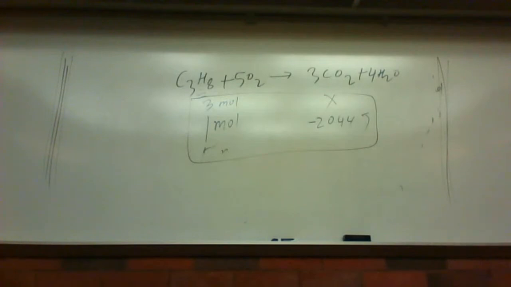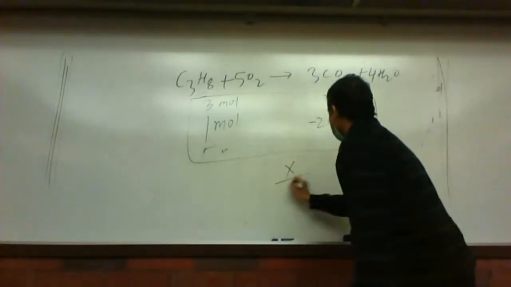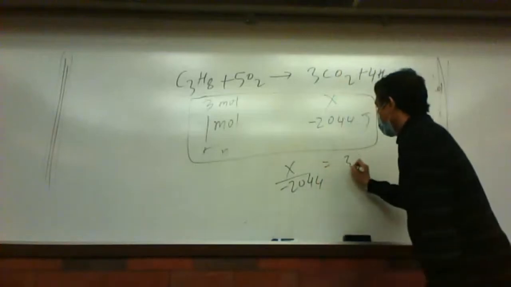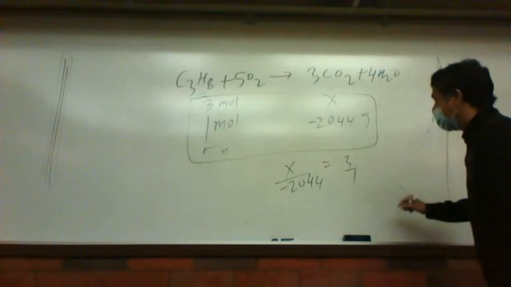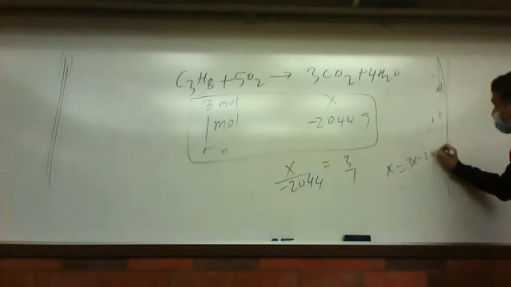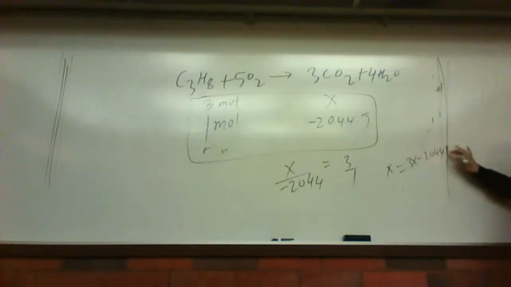If 1 pen costs $5, 3 pen costs 5 multiplied by 3. It's simple, just like that. So you can do the direct multiply, or you can take the ratio. X by minus 2044 is equal to 3 by 1. So X is equal to 3 multiplied by minus 2044 by 1, meaning that's the same thing. So that many joule. Easy?